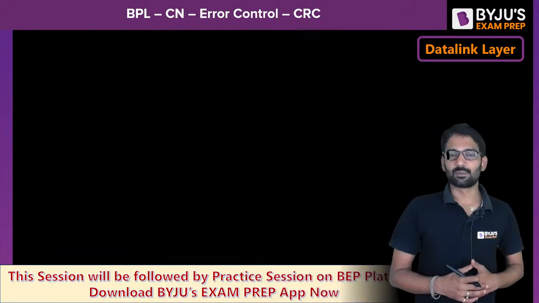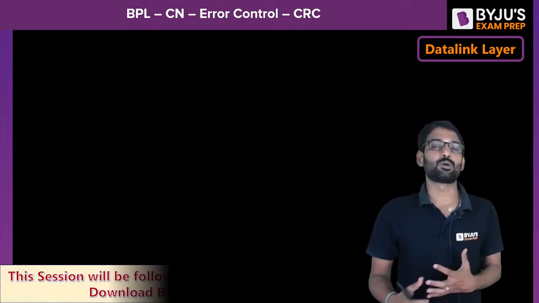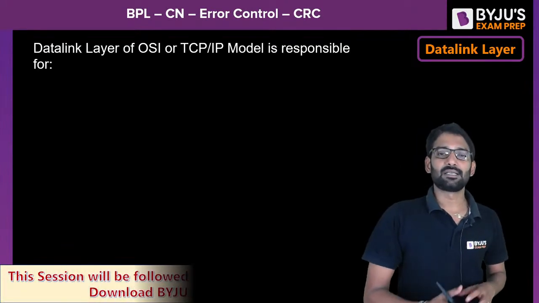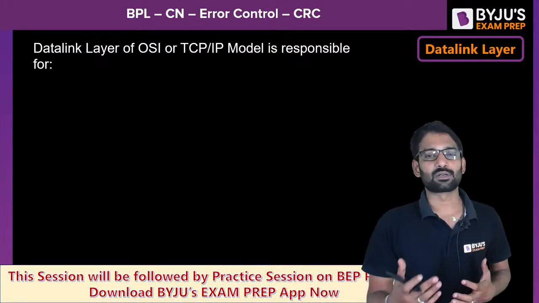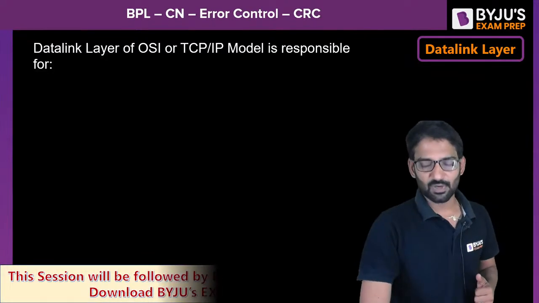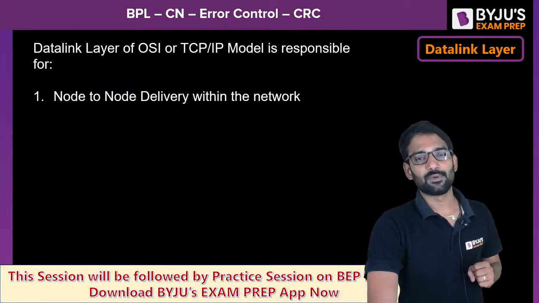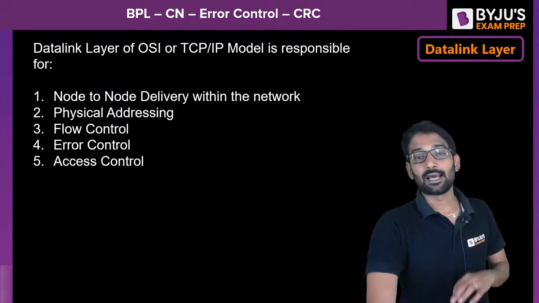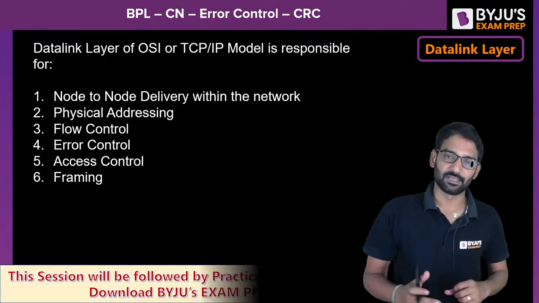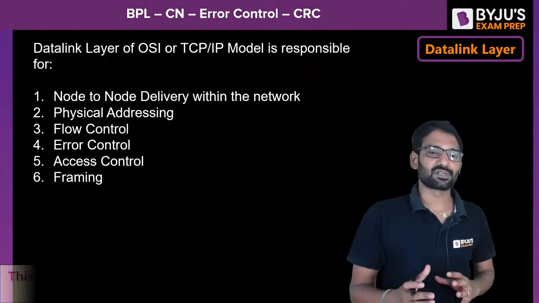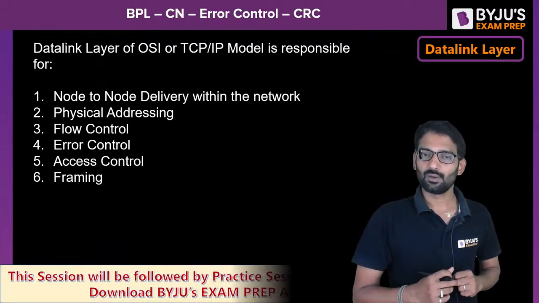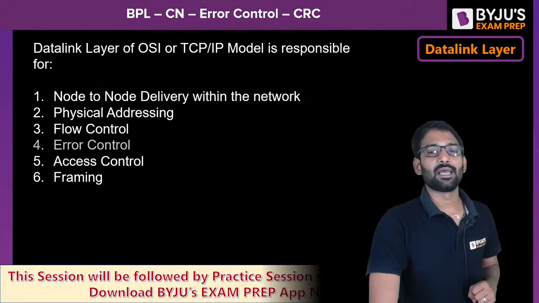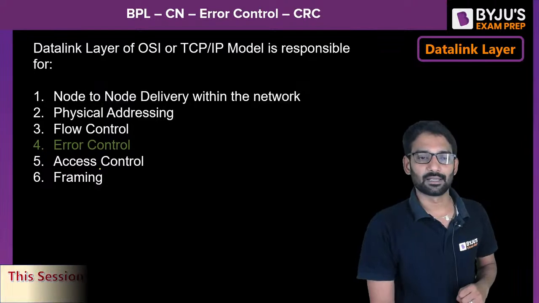When we need to discuss about CRC, let us recall once about the data link layer functionalities. Data link layer, which is a layer 2 of either OSI or TCP IP model, it is responsible for node to node delivery within the network, physical addressing, flow control, error control, access control, and framing. So these are the major functionalities of data link layer, right? In this, today our topic will be error control.